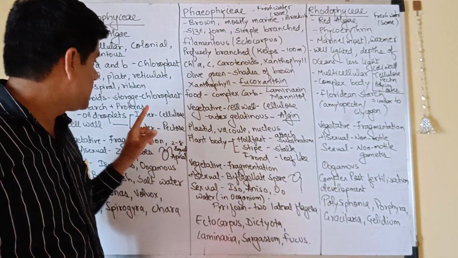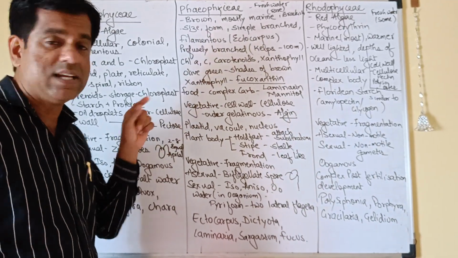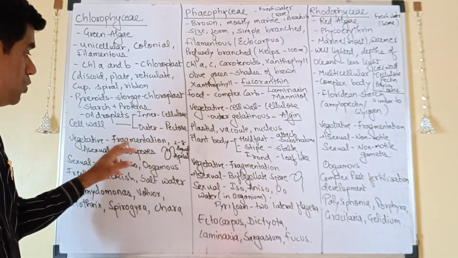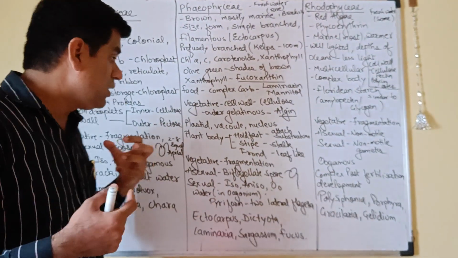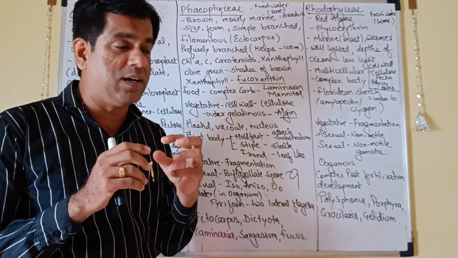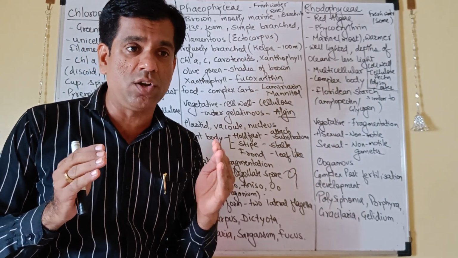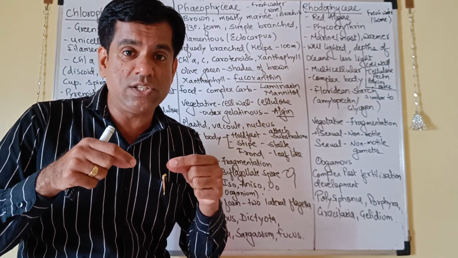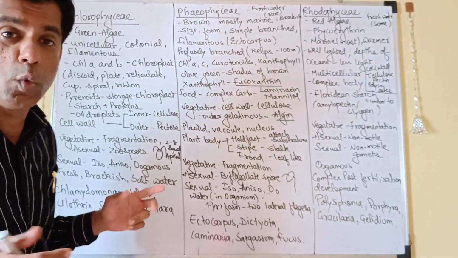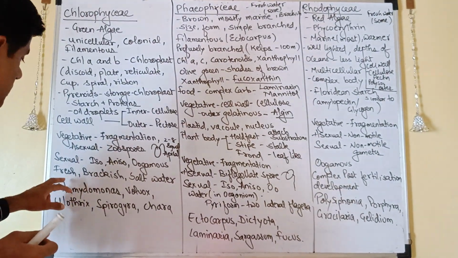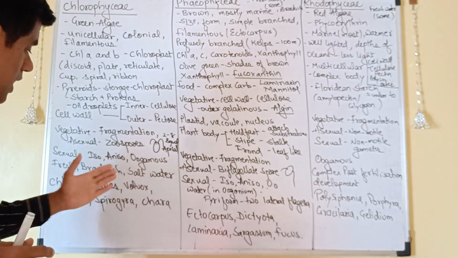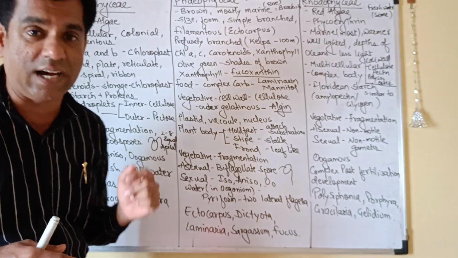Remember, their cell wall is outer pectose and inner cellulose. So it is inner cellulose and outer pectose. They reproduce vegetatively by fragmentation. They produce asexual spores, mainly zoospores, and they produce gametes or spores which have 2 to 8 apical flagella. Okay, so they have sexual reproduction, which may be iso, aniso or oogamous. All three are found in there. They may be found in fresh water, brackish water or salt water. Examples include Chlamydomonas, Volvox, Ulothrix, Spirogyra and Chara.